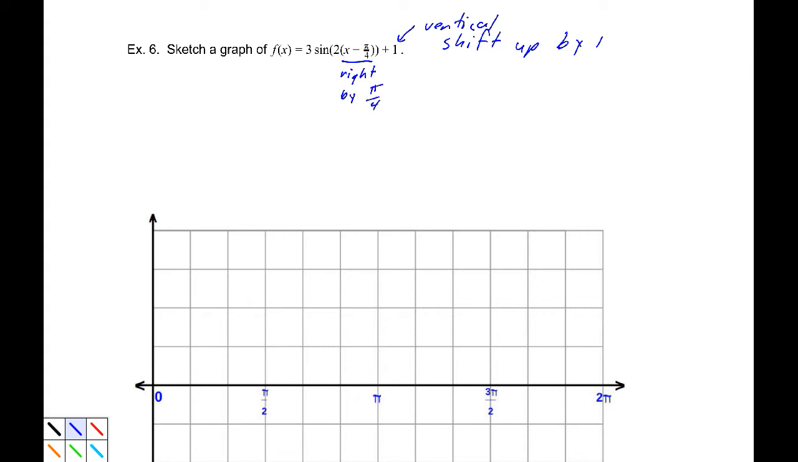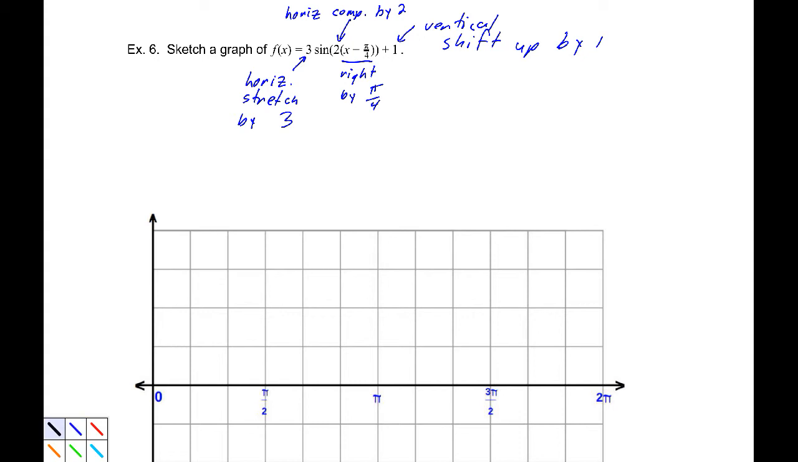Adding into this, we've got a horizontal compression by a factor of 2. I want to make note of all these things as we go. And then we have a vertical stretch, or a horizontal stretch, pardon me, by 3. So based on what we know about sinusoidal functions, this is going to have an amplitude of 3.